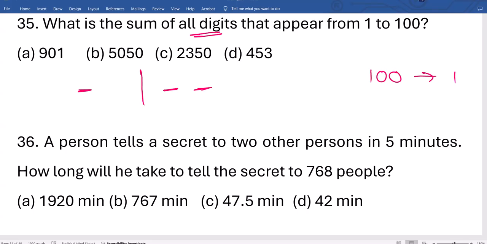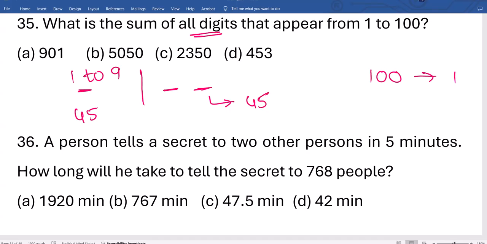The question is sum of all digits. In 100, the digit summation is 1. Here the single digits are from 1 to 9: 1, 2, 3, 4 up to 9. N into n plus 1 by 2, 9 into 10 divided by 2, 45 will come. Instead of doing 10 summation is 1, 11 summation is 2, 12 summation is 3 individually, in the 2-digit numbers, in the units place, what numbers will come? 0 to 9, which means 45 is the summation.